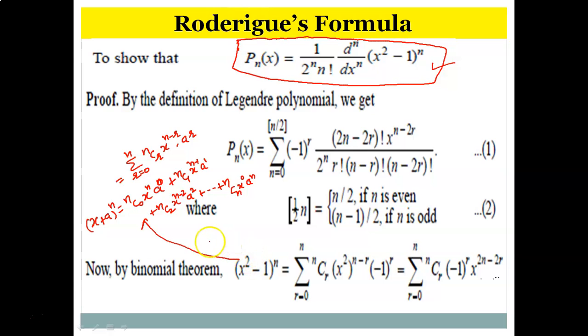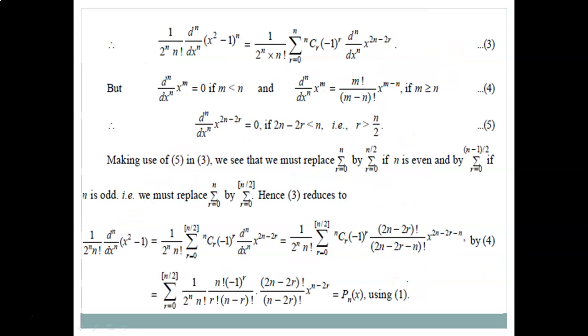In this case, in place of x we have x², and in place of a we can write minus 1. So from this formula, we are able to write (x² − 1)^n equal to this quantity. Now, on the right hand side, you require the nth derivative of this quantity with respect to x, and this additional factor is there, 1 by 2 raised to power n into n factorial.